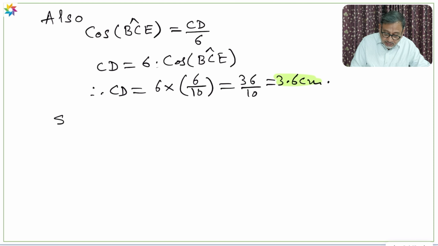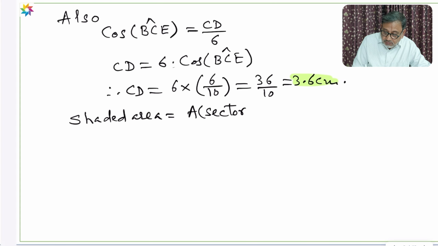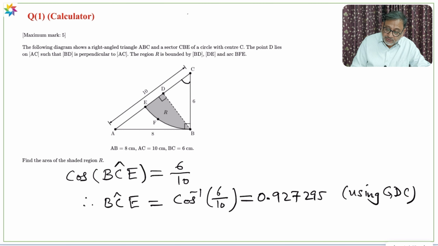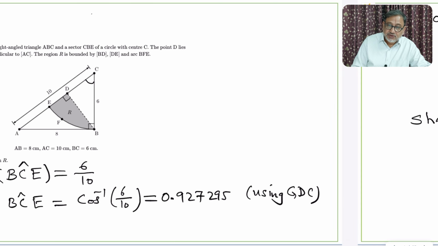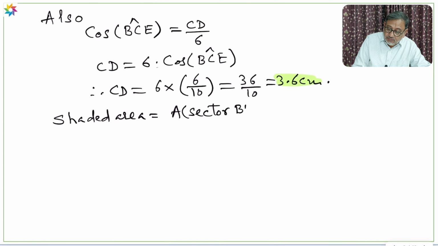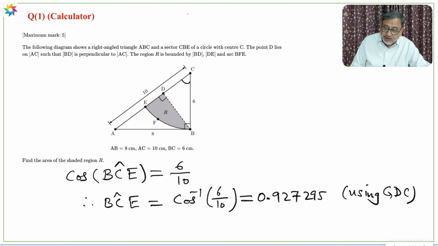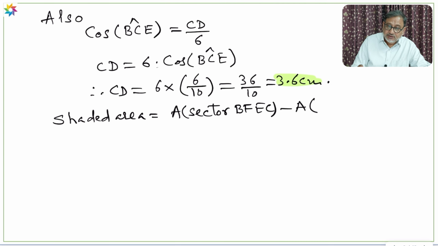Now the shaded area. Area of sector. Which sector are we going to use? BFEC, minus the area of triangle. Which triangle am I going to use? BCD, the empty triangle, this one, BCD.